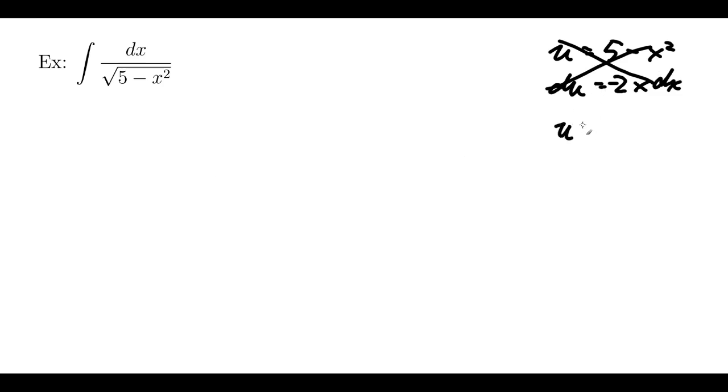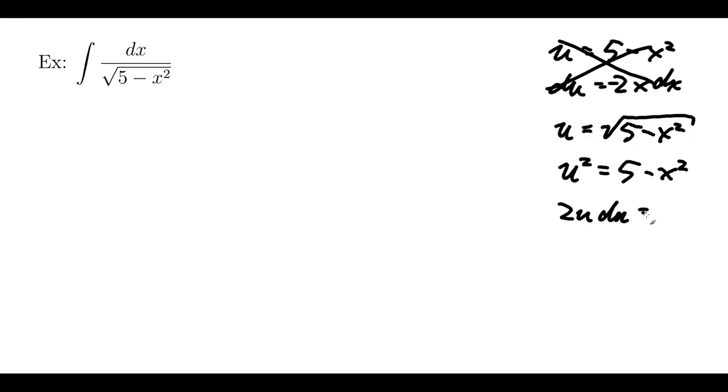Maybe you try something fancy, like what I did before. Okay, well, maybe u is equal to the square root of 5 minus x squared. Let's make it the entire denominator, right? So then u squared is 5 minus x squared. We have 2u du is equal to negative 2x dx. But again, we need the x with the dx, so that doesn't work either.